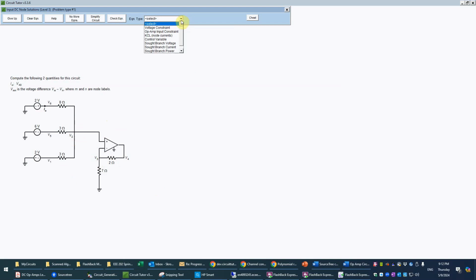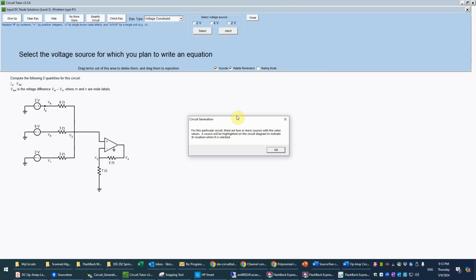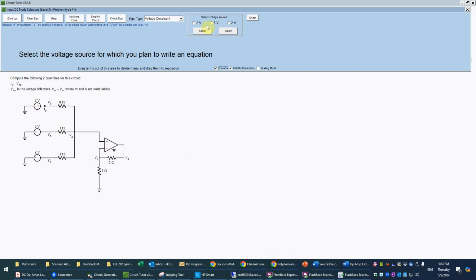Okay, so let's go ahead and solve this using nodal analysis, keeping in mind the guidelines I just stated. So since we have a voltage source and we are going to do nodal analysis, we have to do voltage constraint equations. In fact, we have 3 voltage sources, so we will need one for each of those sources. And it's advising us here that there's 2 sources with the same value, so it'll highlight it when we select the appropriate radio button up here.